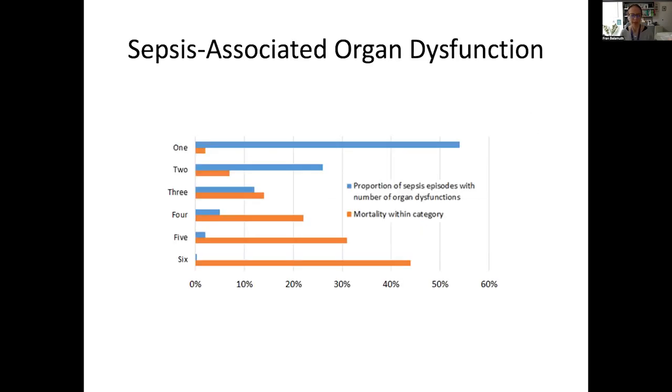This is just a face validity of our tool, that you can see that as children had increased numbers of organ dysfunctions identified, their mortality increased.